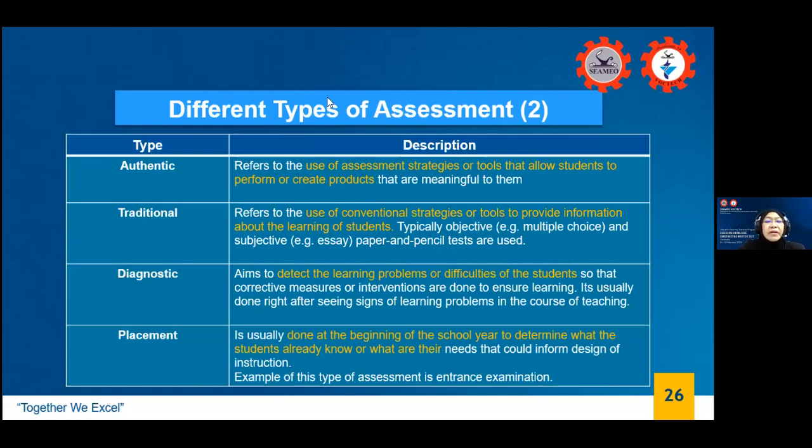Okay, let me clear again. This one is diagnostic. With diagnostic assessment, we make assessment for the student who has a difficulty to understand something, right?